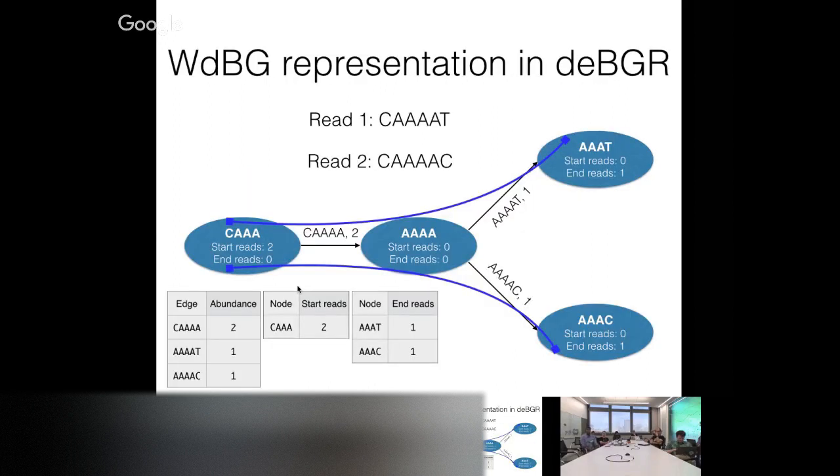So here is the representation of the weighted DeBruijn graph in our system, which is debugger. The graph is there, and we have 3 data structures. The one on the far left is the abundance data structure, in which we store the abundance of each and every edge in your input data set or in your graph. And the 2 data structures on the right, as I told you before, store the information about how many times a given node appears at the start or the end of the reads.